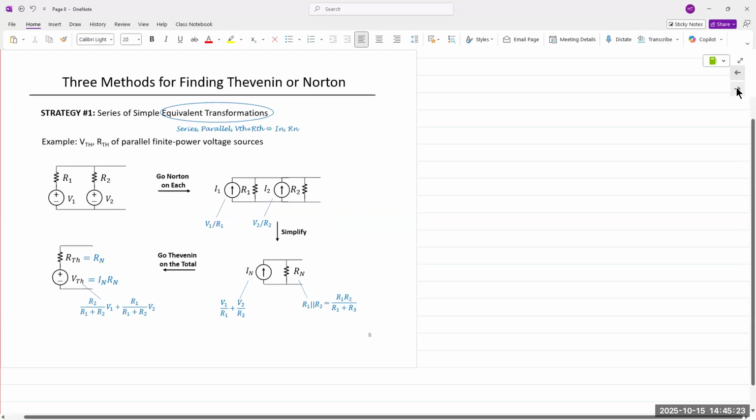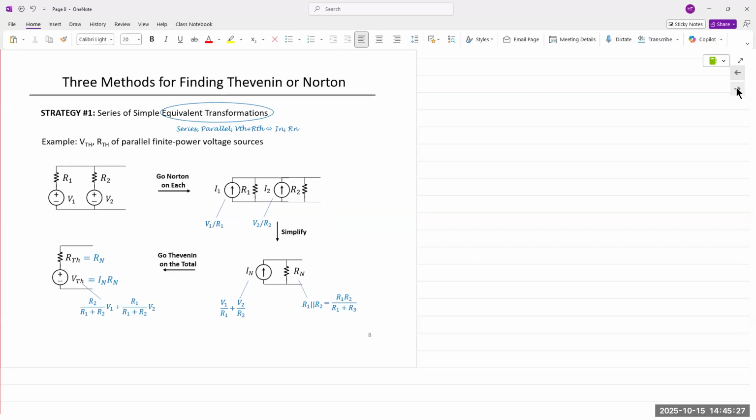So there are 3 methods of finding Thevenin and Norton. The first method is, of course, the most straightforward. We can simply take voltages that could be in series or parallel and add them up. If you can't, then we use something known as source transformation. So here's the introduction of a new technique.